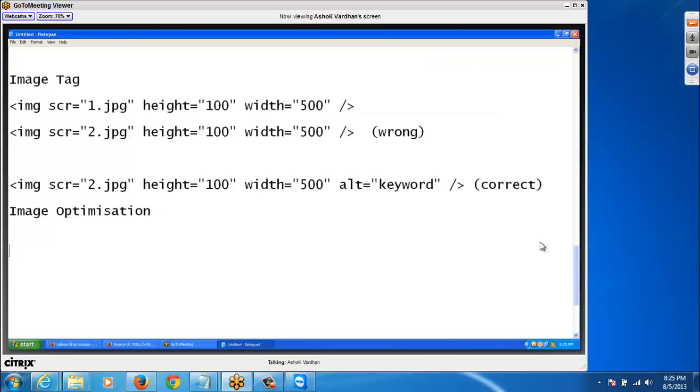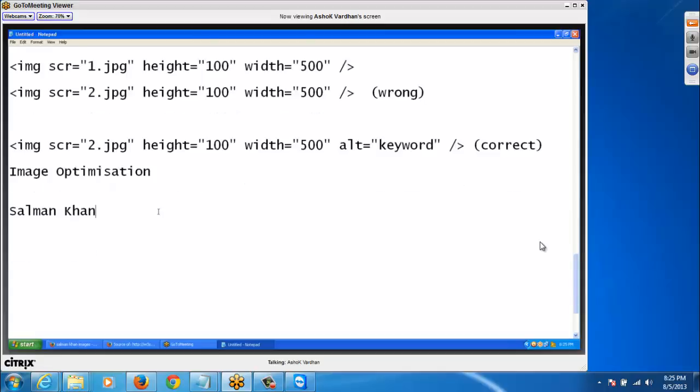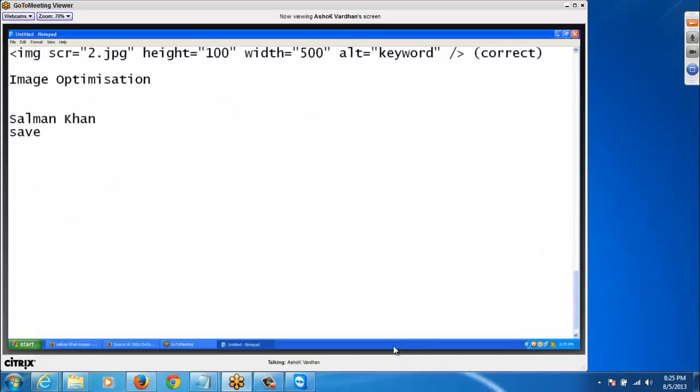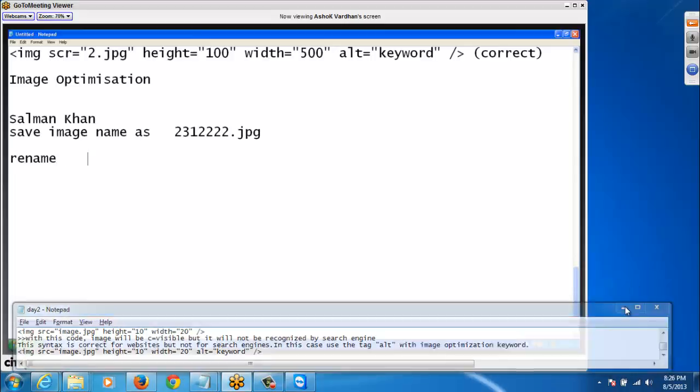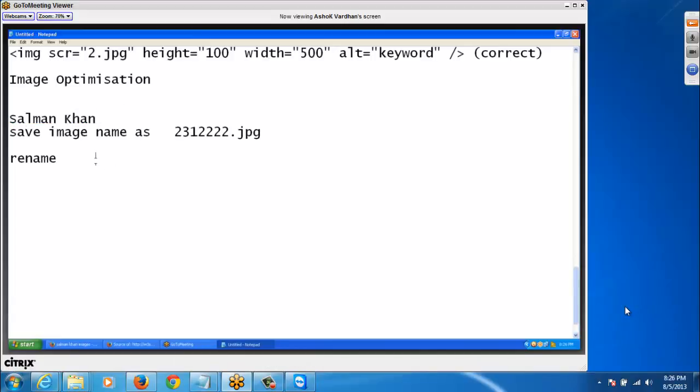How can we optimize? Simple. My targeting keyword is Salman Khan. This is my targeting keyword. First, save that image name as this name only. For example, this image name is something like this JPG. Please rename this image name like this only. Here some rules are there. All should be small letters, dot JPG. Why have I given small letters and hyphen here? This one is URL structure.